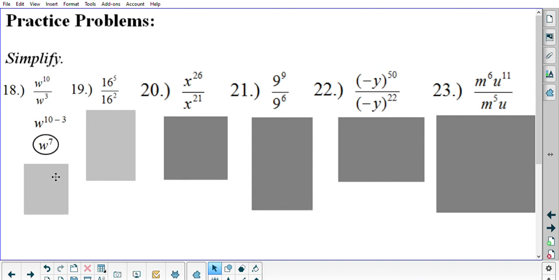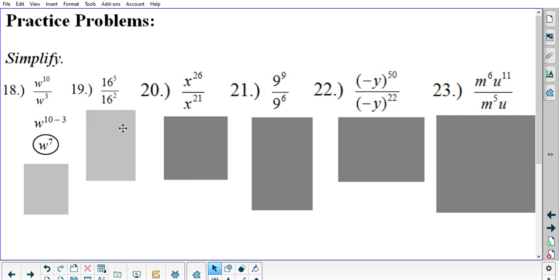Now, the base still stays as W. It doesn't become 1. Don't think W divided by W, because this was not just W divided by W. This was W to the 10th divided by W to the 3rd. We are using the shortcut here. The base stays the same, but we subtract the exponents.